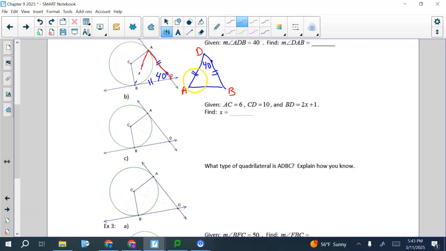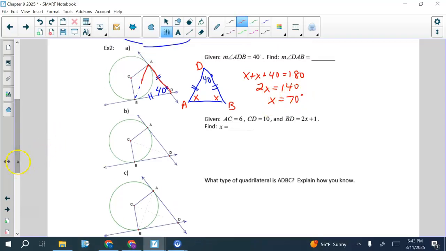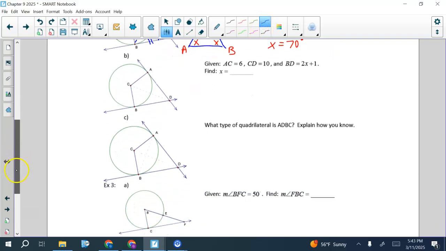All right, so again, the degrees in a triangle, we could think of these as the same thing. So if we used x plus x, because it's isosceles, those base angles have to be equal, x plus x plus 40. Or you could just take away the 40 to get 140 and then divide by 2. So either way, the measure of angle DAB should be 70 degrees. All right, let's try another one here.